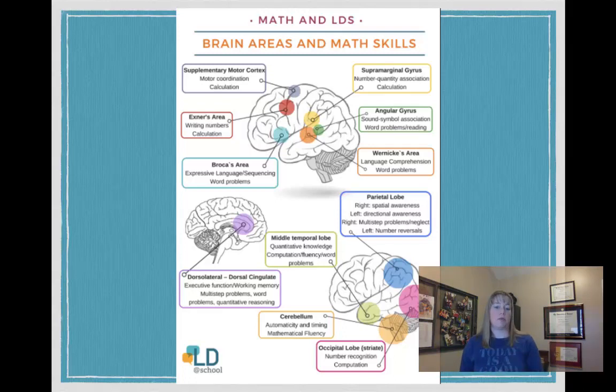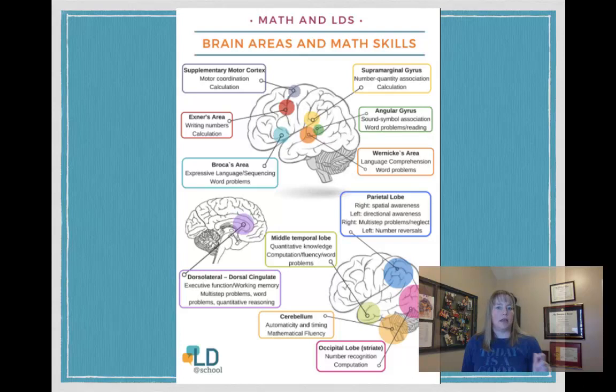This is a great example from LD Online about how the brain looks at math and how we solve math problems, which I think is really interesting. So this involves a lot of different things, right? We've got motor coordination going on when we're looking at calculating problems, and that's happening in that motor cortex. You'll see the very top of the brain, in a gray color.